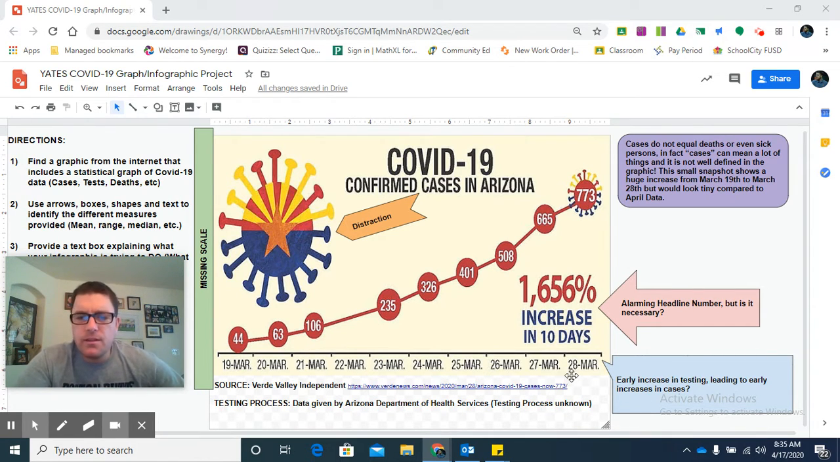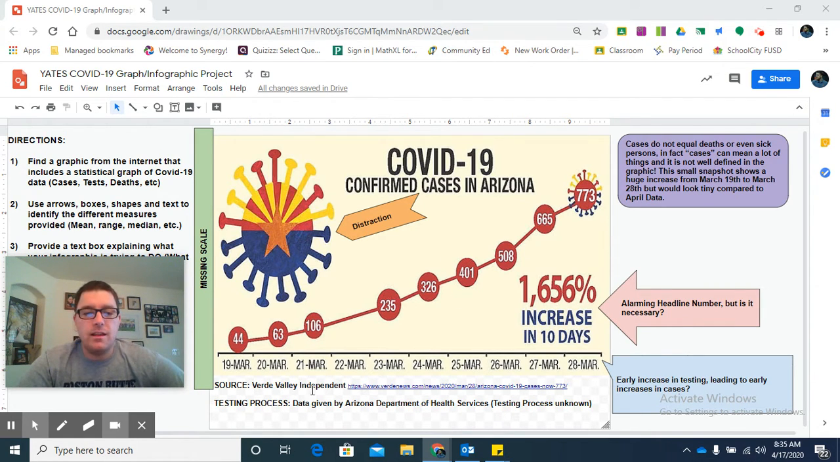I put down here that this is early, March 19th to March 28th. So an early increase in testing, did that lead to early increases in cases? Is this testing, as we start to increase our testing, as we've seen in the past couple of weeks? Something that's super important that I want you to do at the bottom is provide your source.